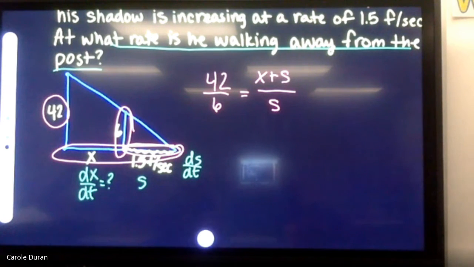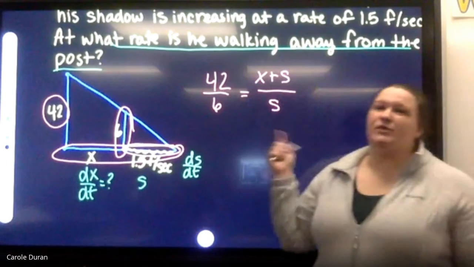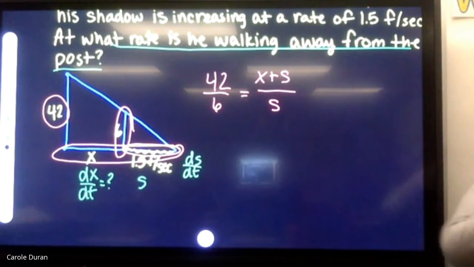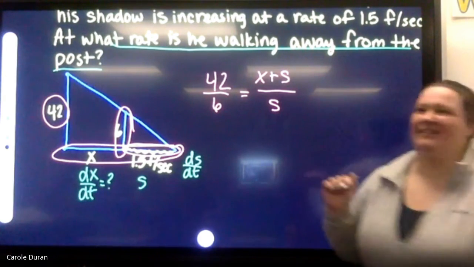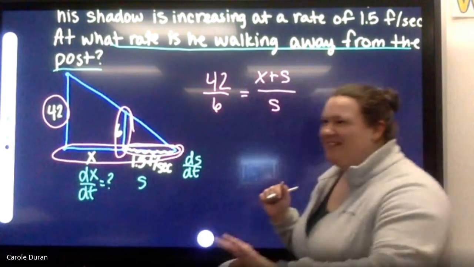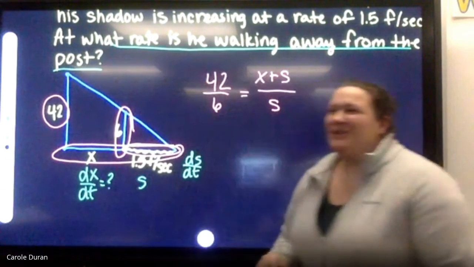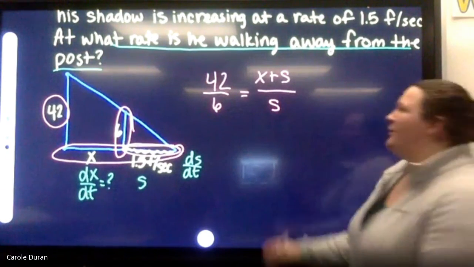What am I going to do now? Can I fill in anything right now? Not yet, because I have no information. At this point, if I take the derivative, I'm using the quotient rule, and that is exhausting. Take the S on top, cross multiply, get it all to one level. So we cross multiply this.